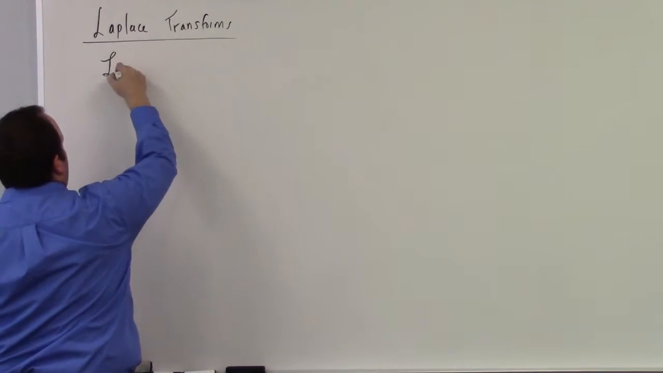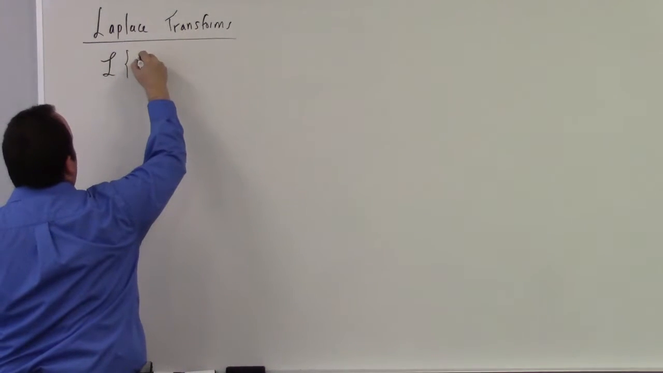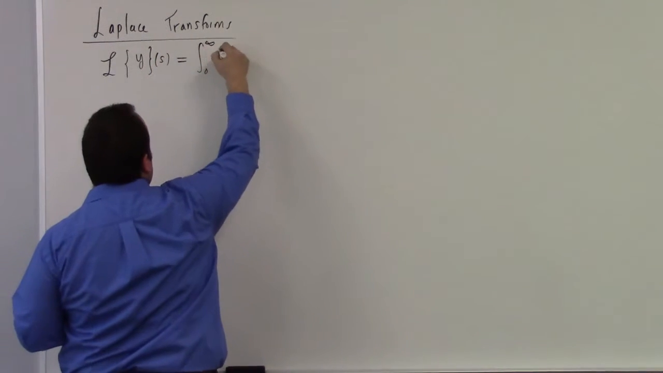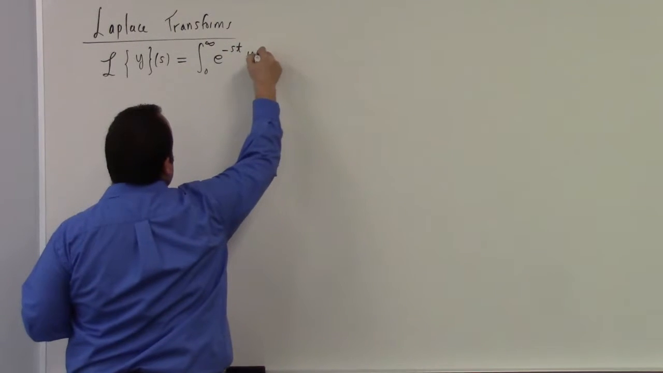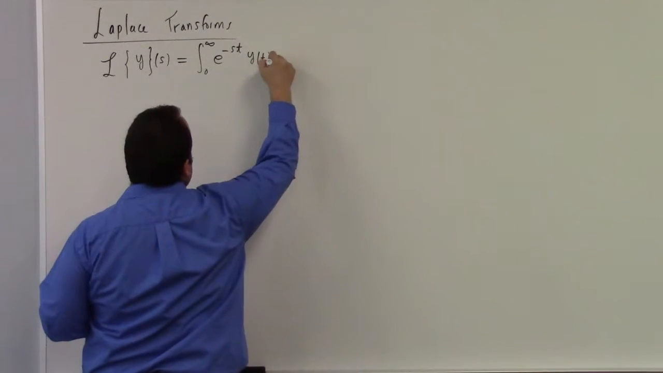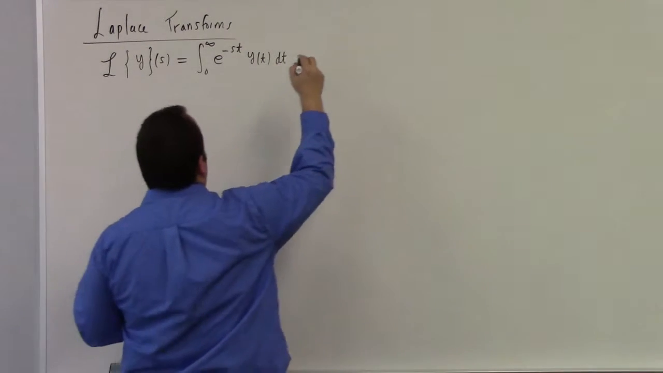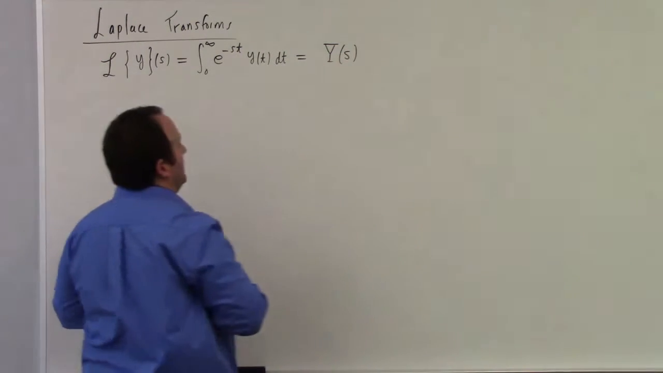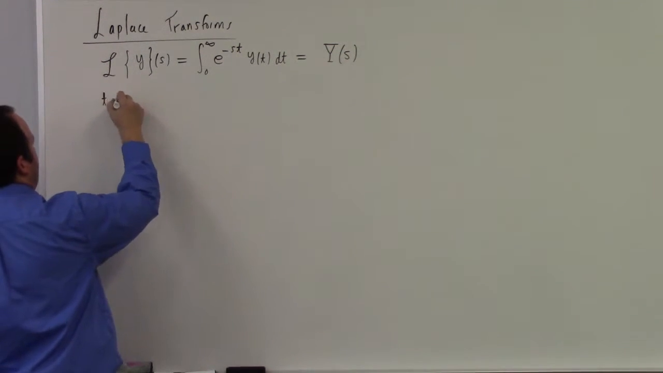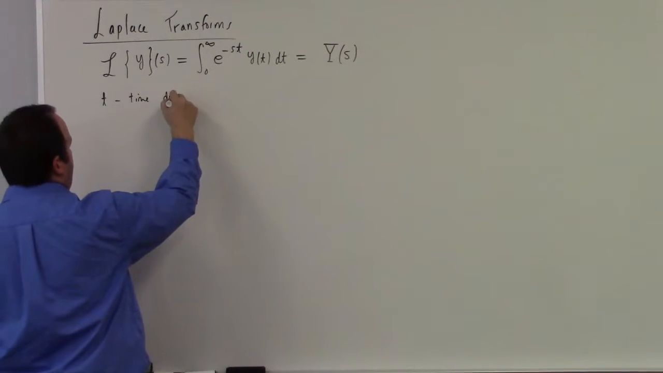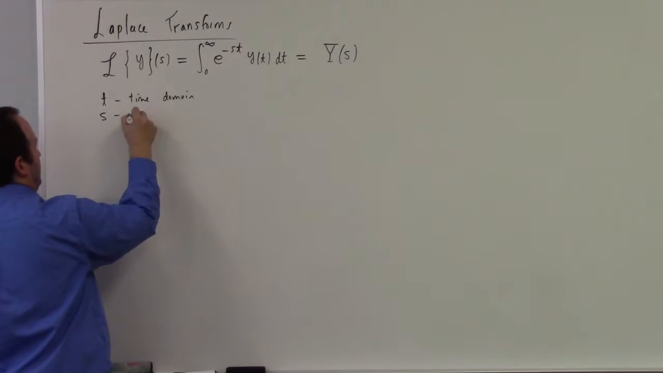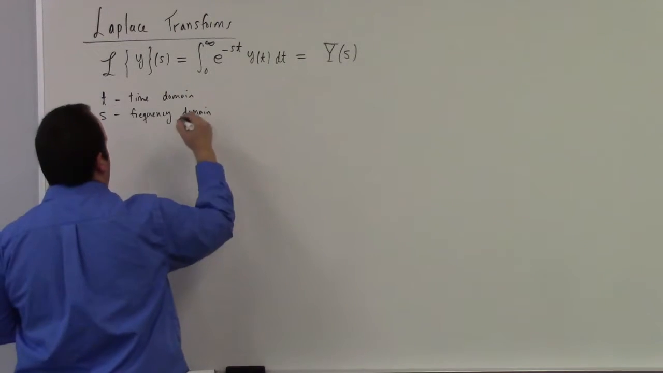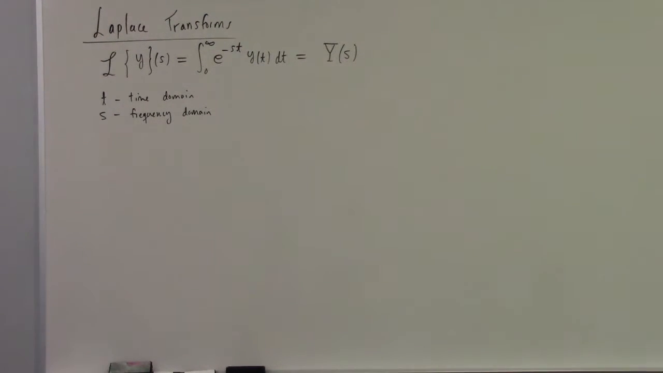Here's the definition. The Laplace transform of y is going to be the integral from 0 to infinity of e to the minus st y of t dt. Now sometimes the notation here is that this is big Y of s. Sometimes people will say that t is the time domain, whereas s is the so-called frequency domain. I don't really intend to explain that. I'm just saying that's language people typically use.